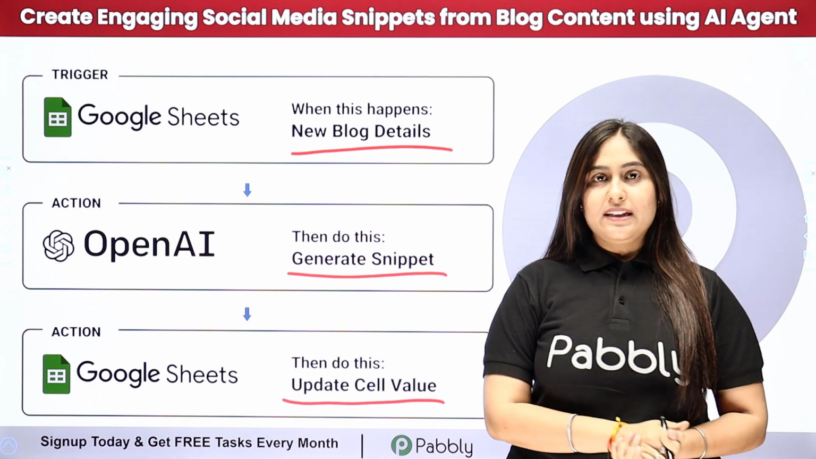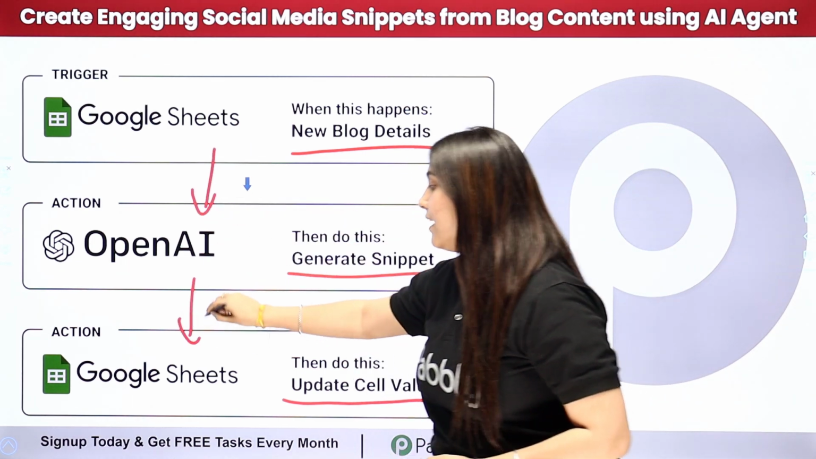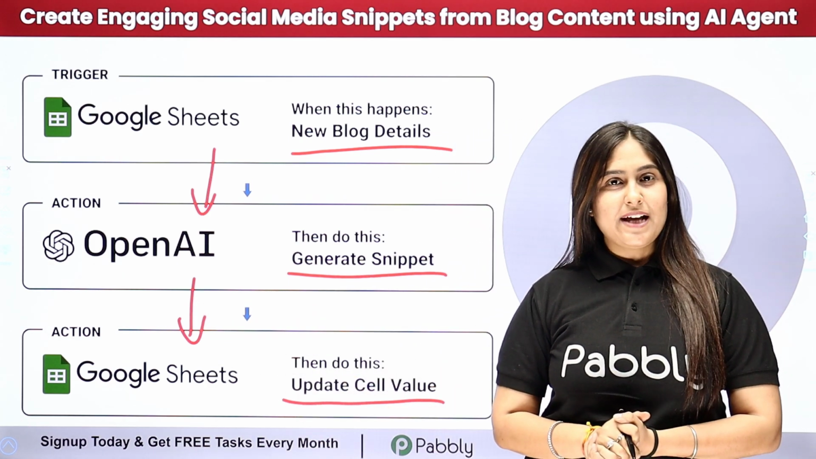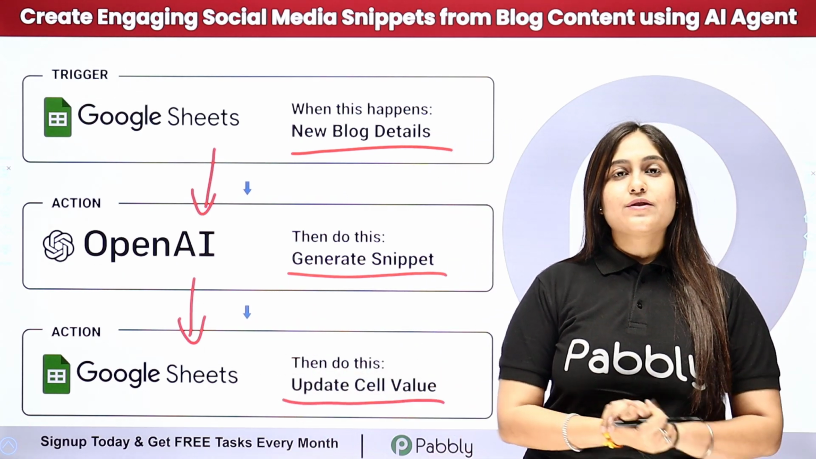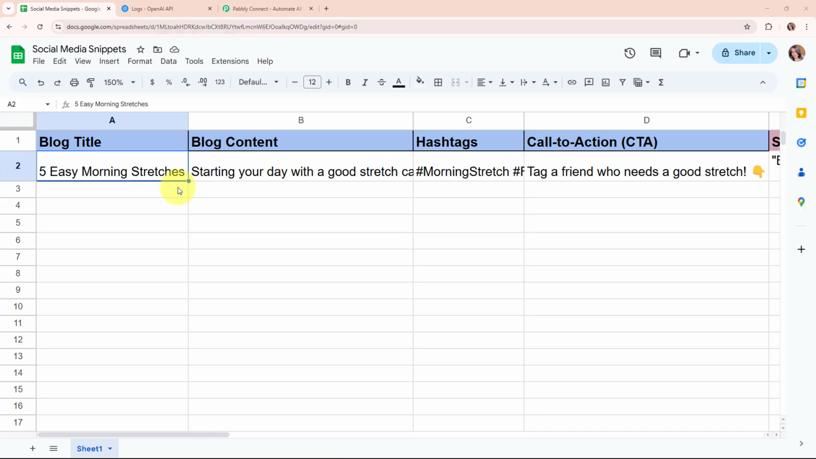So now here to automate the entire process, I need to connect my Google Sheets with OpenAI and Google Sheets again using an automation software named Pabbly Connect. So to see the working of this automation and to learn this process step by step, let me take you to my screen. Welcome to my screen.